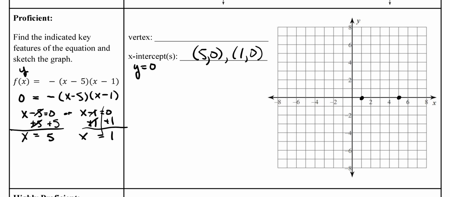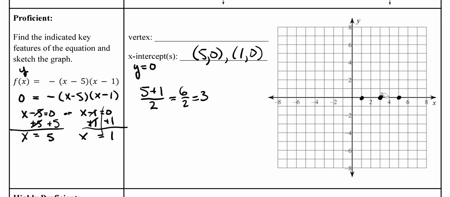Now, there's a couple ways that you can do this. You can take the average of the x-coordinates. I know that 5 plus 1 divided by 2, because there's 2 of them, is the same as 6 divided by 2, or 3. Or the other way, since I've graphed them, I can just count. There's 1, 2, 3, 4, and I know it's going to be halfway in between them. So half of 4 is 2. I can just count 1, 2 from one side, or 1, 2 from the other side, and either way it's going to come out right here at 3.